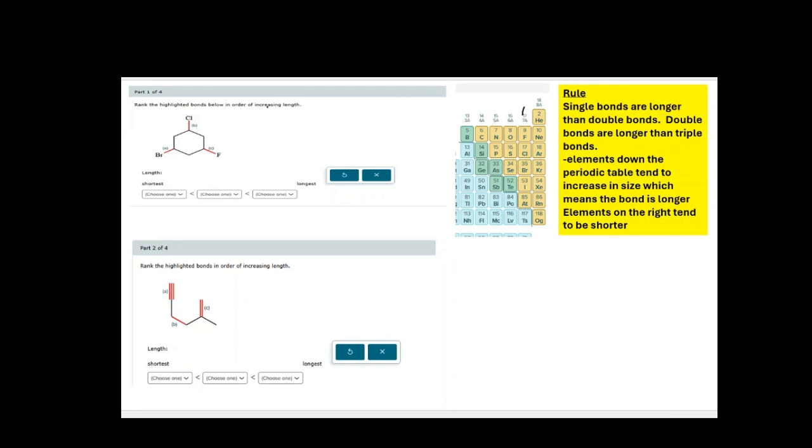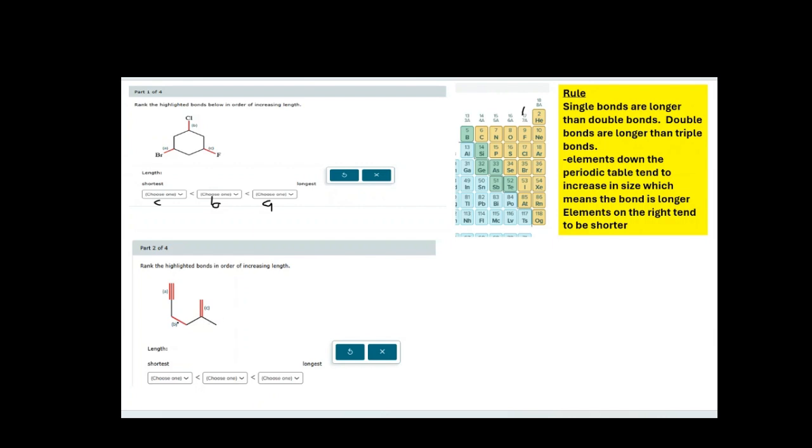So now let's look at the highlighted atoms that are elements. We see in this question that we have a single bond attached to a bromine, a fluorine, and a chlorine. Again, using the rules that I listed on the right, the shortest is going to be the fluorine, the middle one is going to be the chlorine, and the longest is going to be the bromine. You can check the periodic table; they just go in line right here, in case you want to double check.